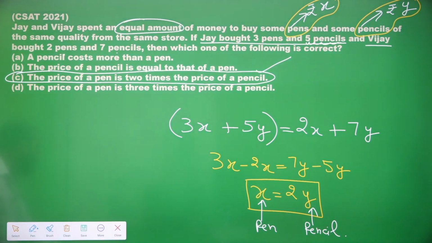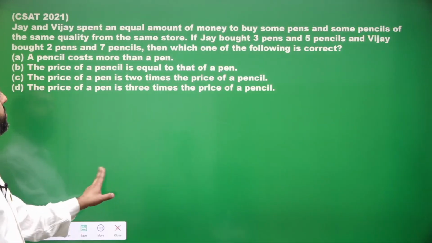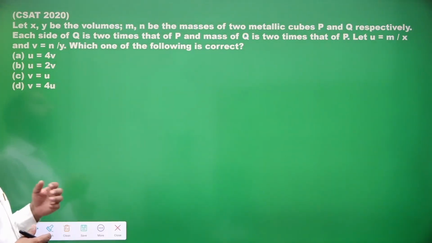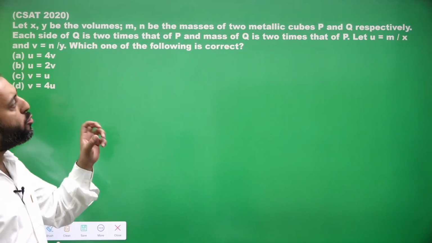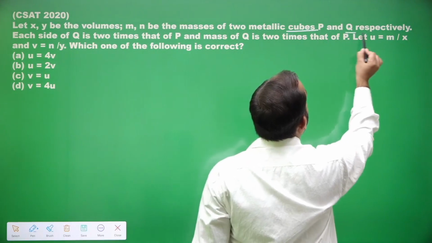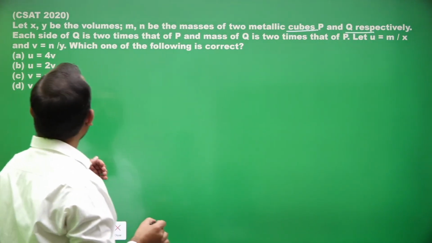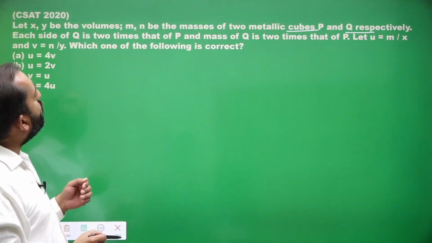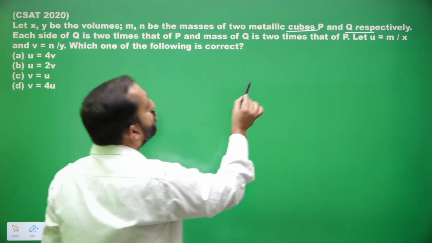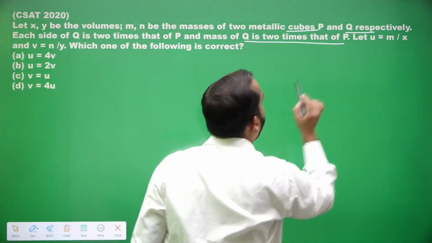Now, let's move on to the next problem. Okay. The next problem says, let X and Y be the volumes, M and N be the masses of 2 metallic cubes, P and Q respectively. Each side of Q is 2 times the side of P, and mass of Q is 2 times the mass of P.